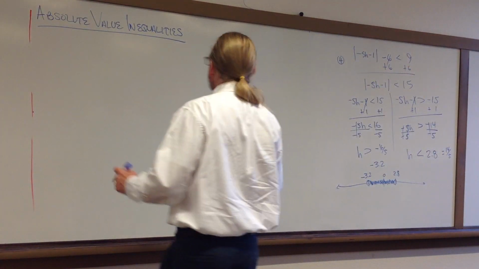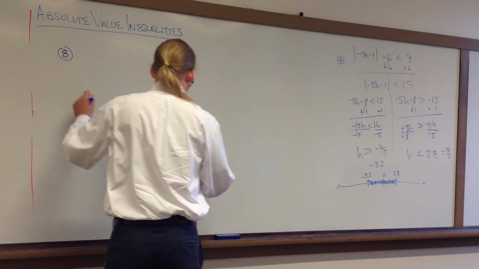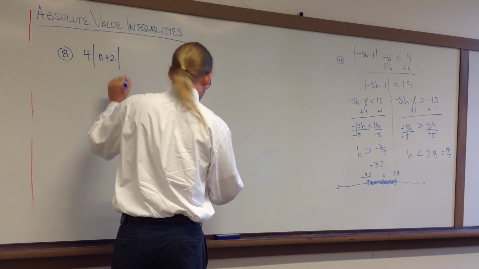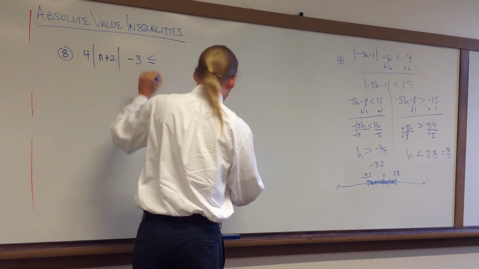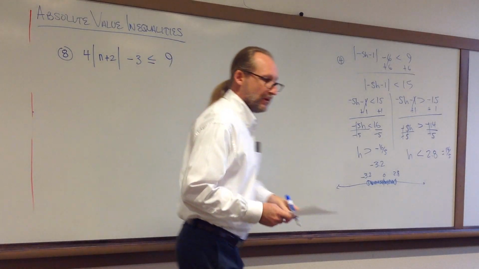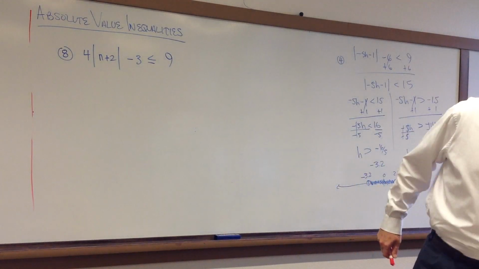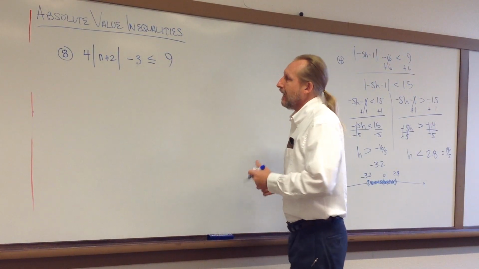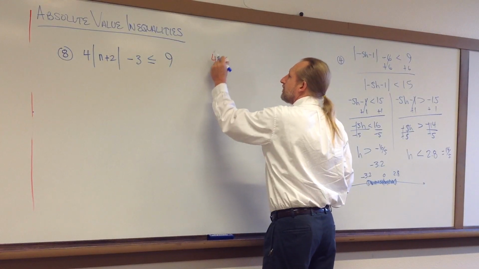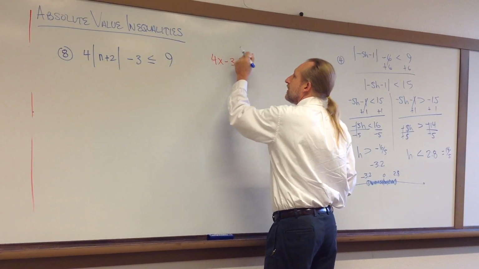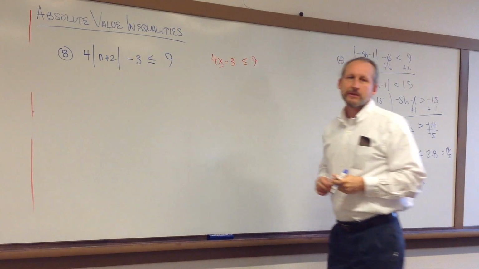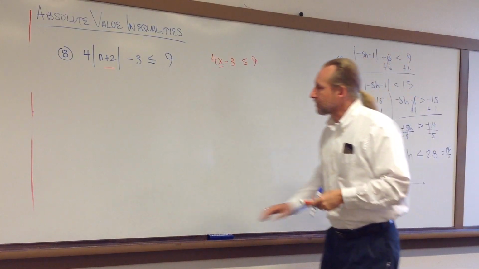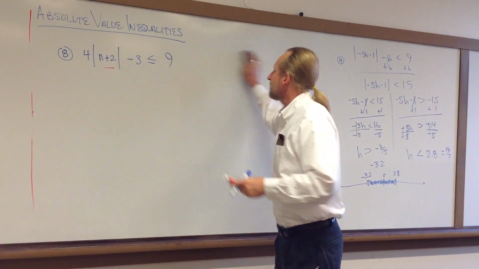Okay, let's look at problem 8. We've got 4 times absolute value n plus 2 minus 3 less than or equal to 9. And again, like I said when we were doing these absolute value equations, this is as if you're doing something like 4x minus 3, okay? And you want to get this by itself, right? Because that's what we want to do. We want to get that absolute value n plus 2 by itself.